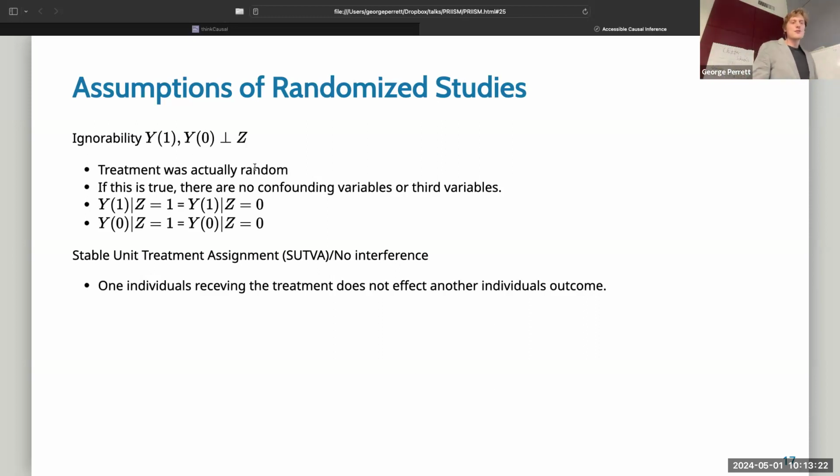There are some other assumptions, notably the stable unit treatment assignment. It just means that my treatment is not going to influence somebody else's outcome. But we're not going to focus on that too much today, but it does exist.